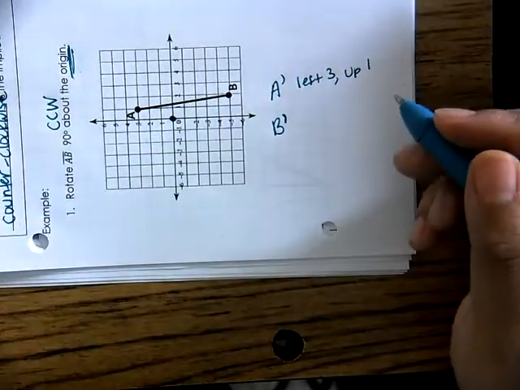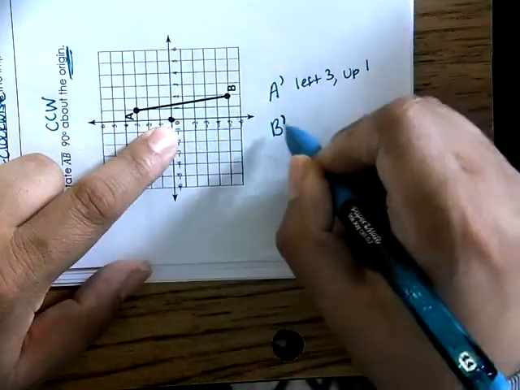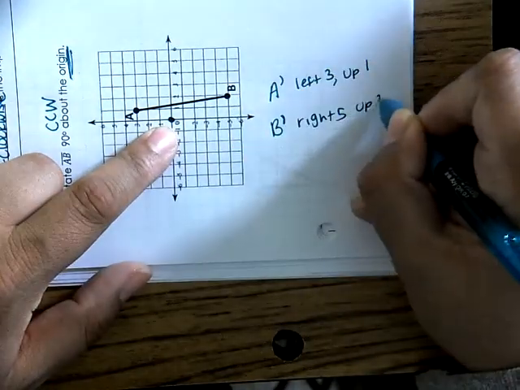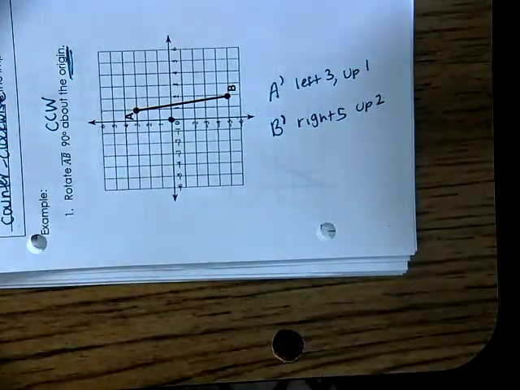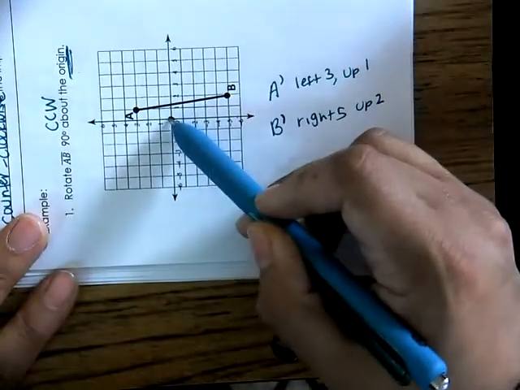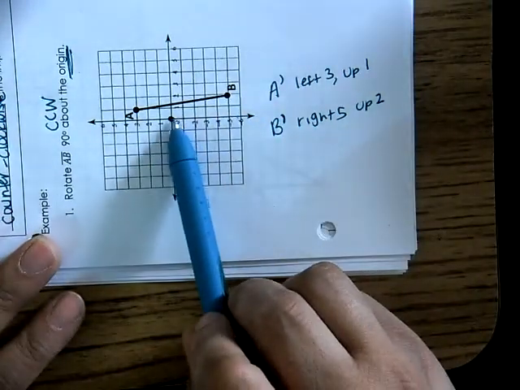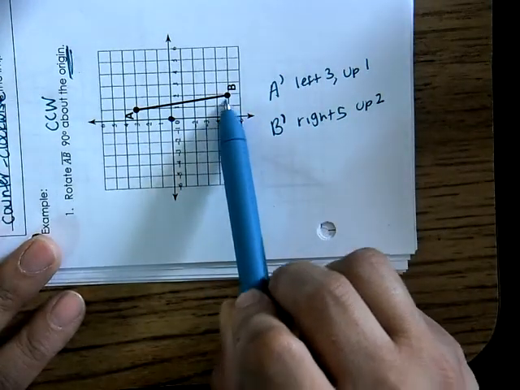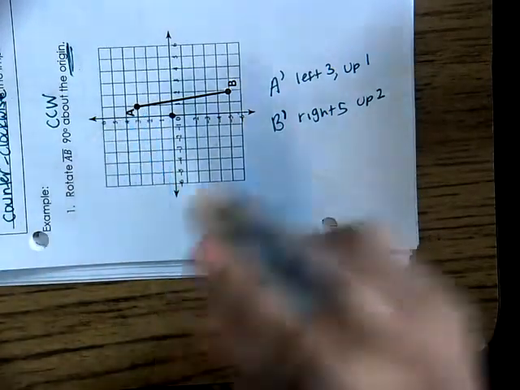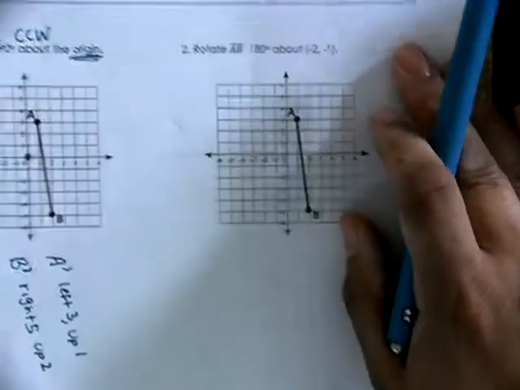For B prime, we would go right 5 and up 2. Okay, so you're just saying the direction that you're going, left or right, and the direction that you're going, up or down, with how many units for each one, and that's how you would get there. So just double check your work. If you count right 5 and up 2, you get to B. If you count left 3 and up 1, we get to A. As soon as you're done writing that, turn your paper back to where it was.